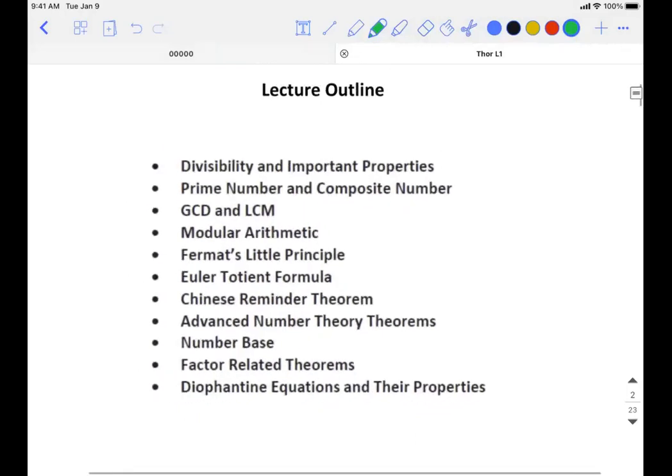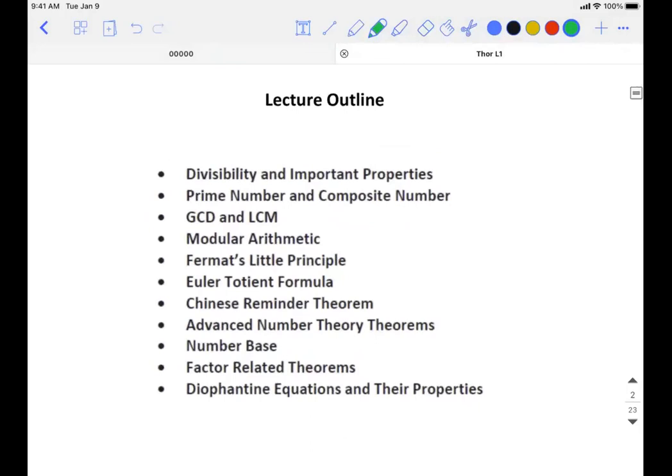So this is the syllabus of our lecture. Let's give a quick walkthrough of what we're going to talk about. We're going to get started with divisibility and its important properties. That's actually today's lecture. Divisibility is something you know, right? 6 is divisible by 3, so 3 is a divisor of 6. This is what you learn from elementary school. But today we're going to give more interesting properties about divisibility.